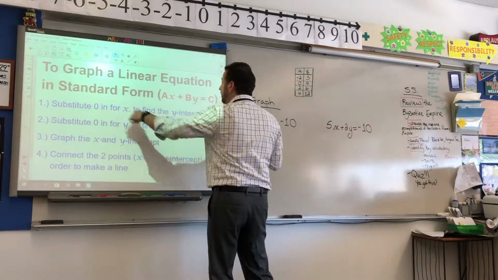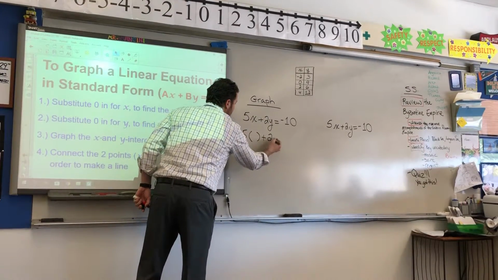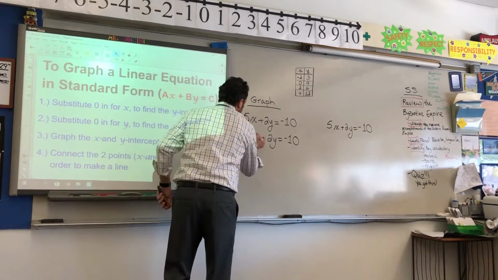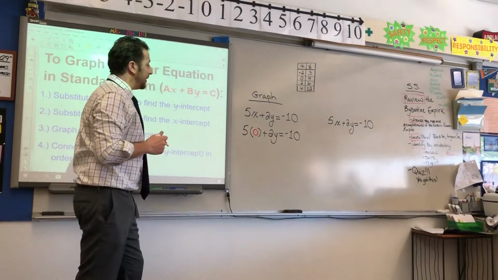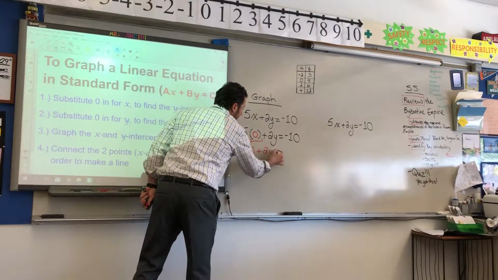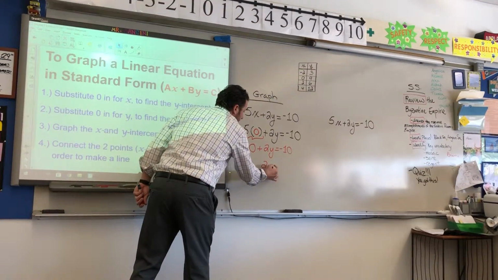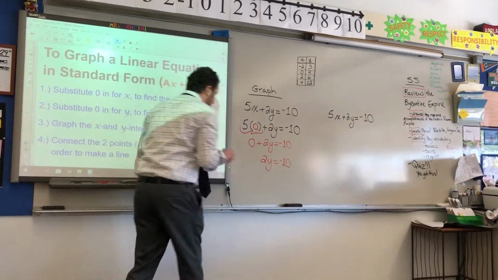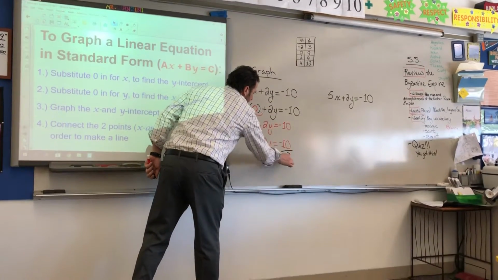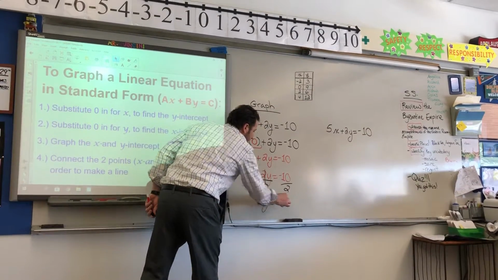going on step 1, I substitute 0 in for x. So 5 times x, which in this situation is going to be 0, plus 2y equals negative 10. 5 times 0 is just 0. 0 plus 2y equals negative 10. When I add 0 to 2y, I just have 2y. 2y equals negative 10. And I'm left with basically a one-step equation where I can solve by dividing by 2 on both sides. That's going to give me y equals negative 5.